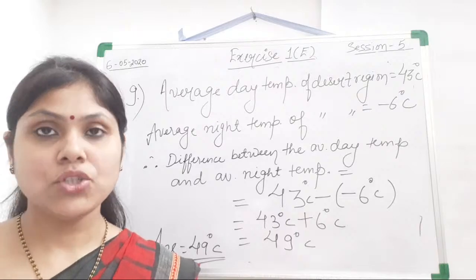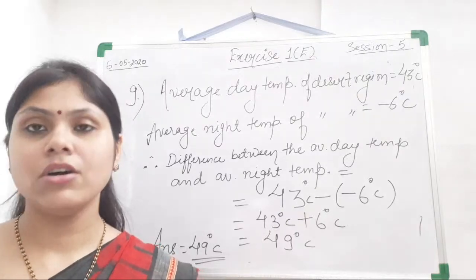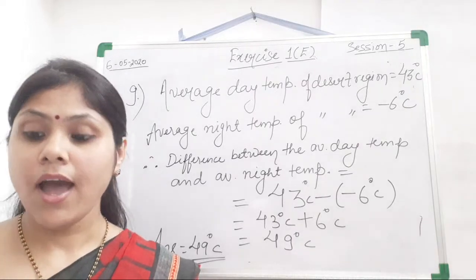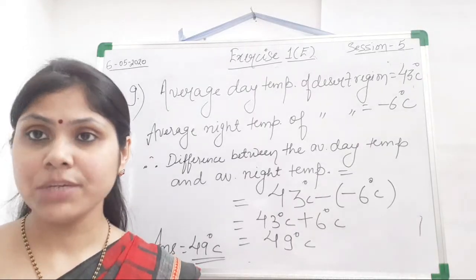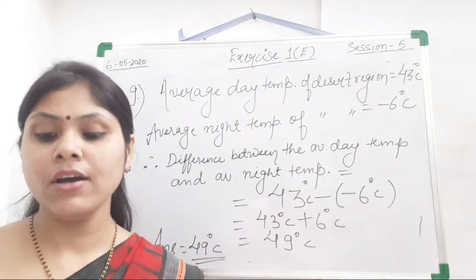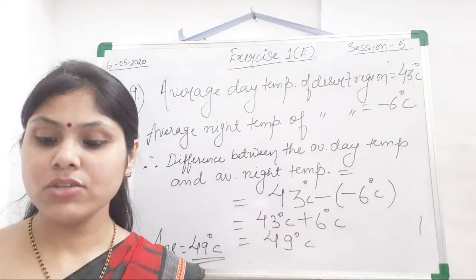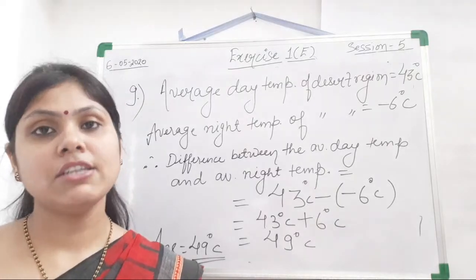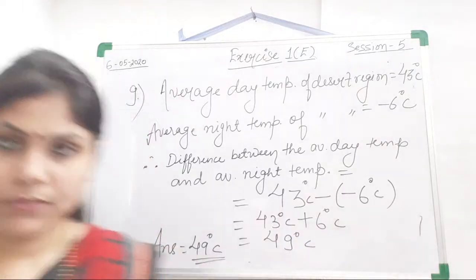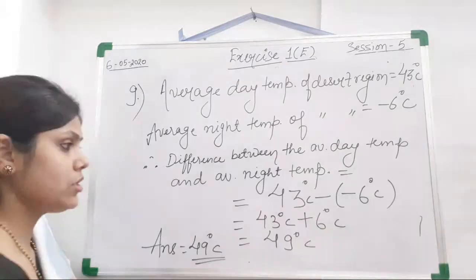Fine. The total money is how much? Rupees 14,240. And how many friends contributed? 5. So each will pay how much? We will divide rupees 14,240 divided by 5 and you will get the answer. Let us do this question now.